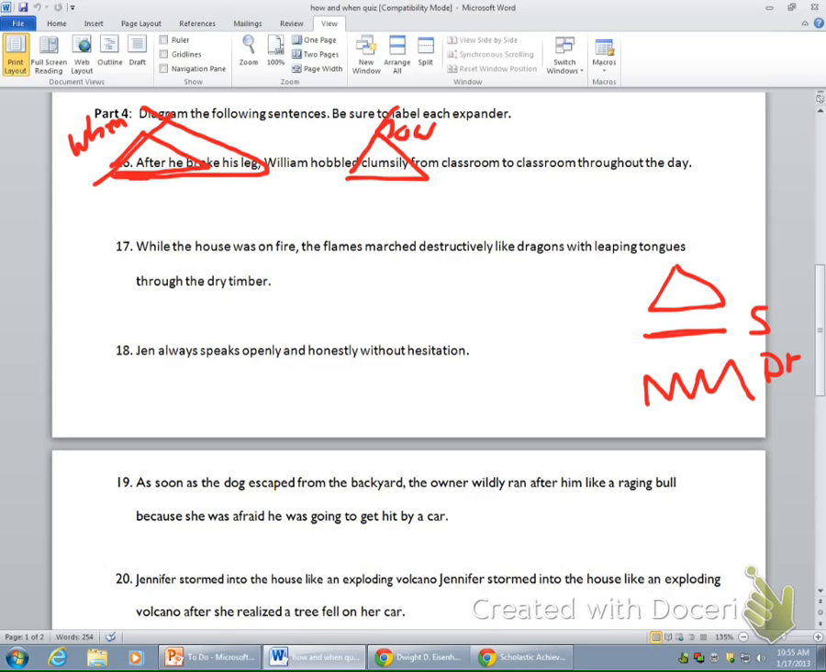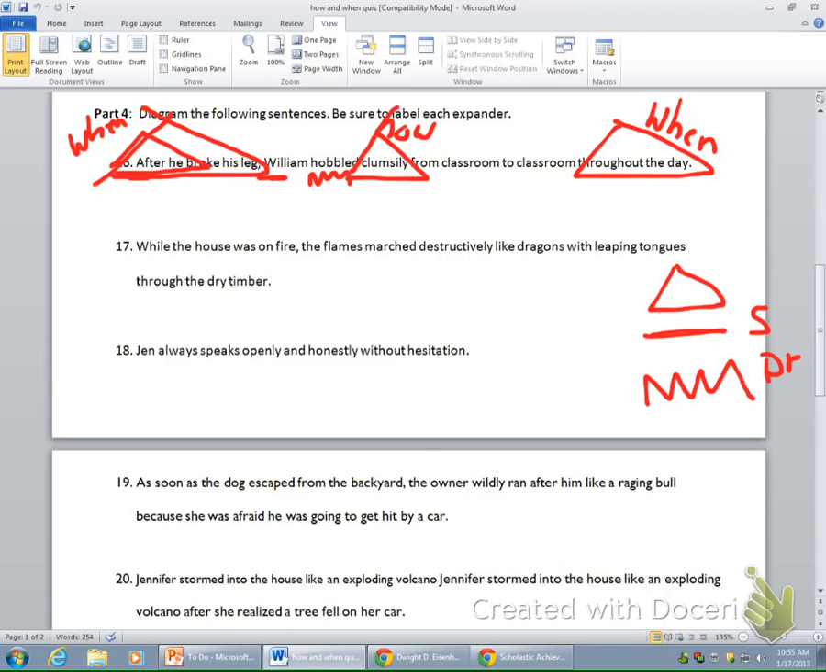All right? So now I have to look for anything else that tells me when or how. So throughout the day, a majority of you missed that. Okay? This is telling me when. You have to be careful. I'm not going to make you memorize every single when word. It's not necessary because common sense, just say to yourself, what words are telling me when? All right, so I'm going to say to myself, what did somebody do clumsily? The predicate is hobbled. And who hobbled? William.